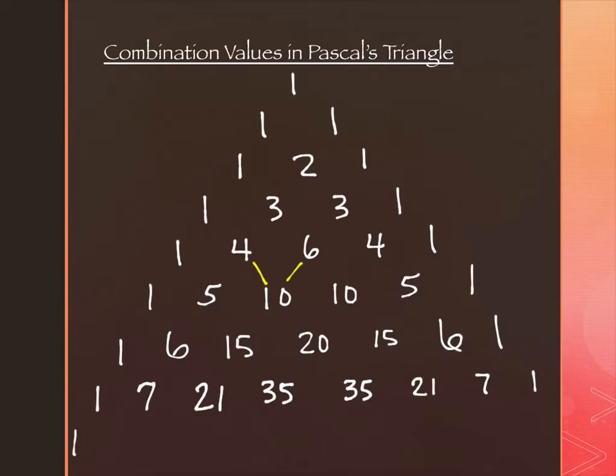The next row will have a 1 and 8. What would I get next on here? 28. And then 56. And then 70. Yeah, 35 and 35, 70. And then it starts repeating again, right? I mean, from the other side, so I have 56. And then 28, 8, and 1.